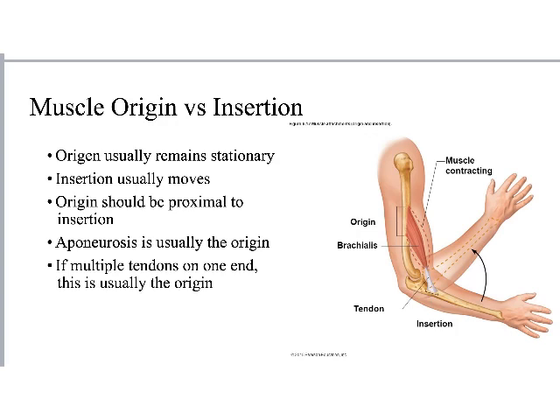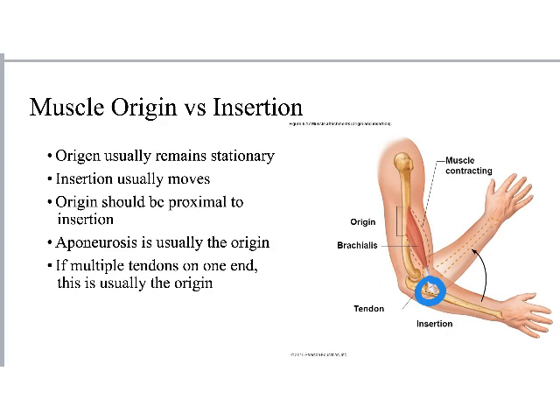So it's the insertion part that should move. That's the end of the tendon that should be moving. If you have the origin, then we talked about it should be proximal to the insertion.